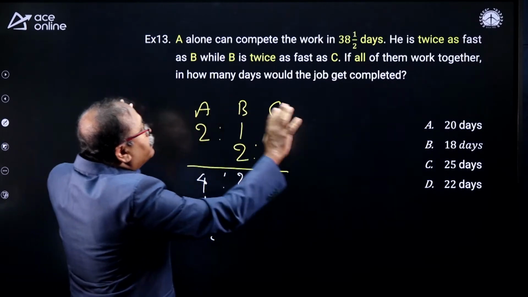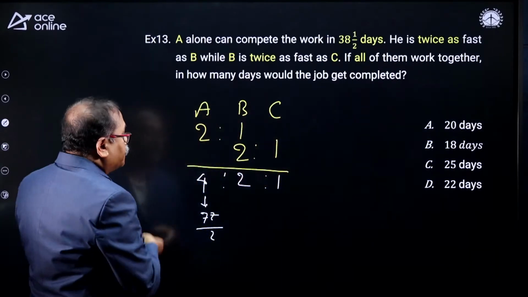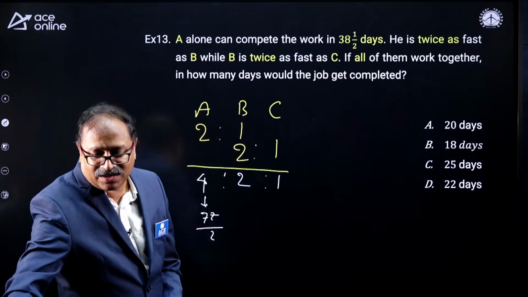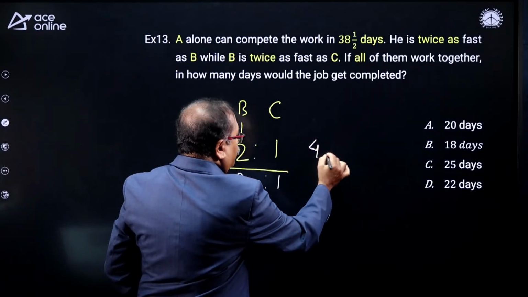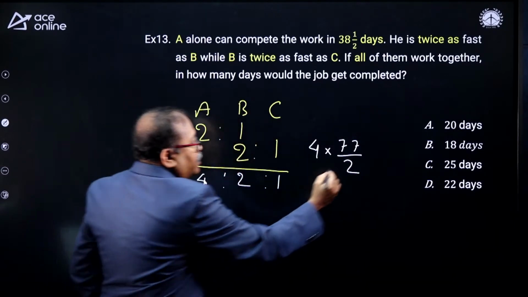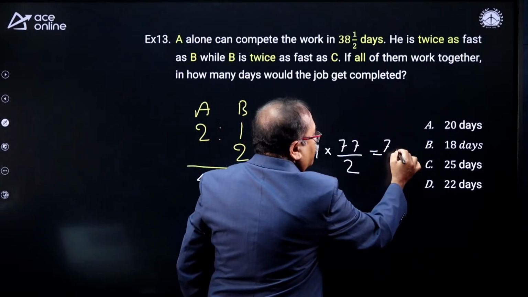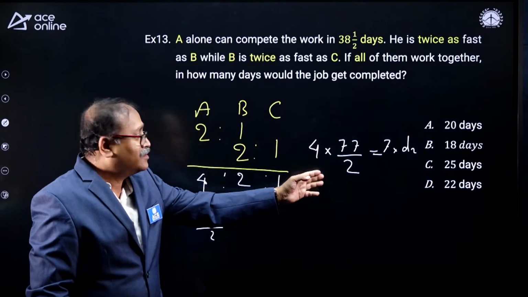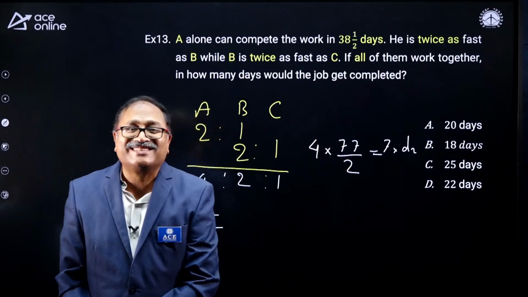Now if all of them work, what will be the efficiency? The question is all of them work. Yes. Then the efficiency is 4 plus 2 plus 1, that is 7. So let's write it down in equation format. When the efficiency is 4, the number of days is 77 by 2. Now when the efficiency is 7, together working, what is the number of days? And the answer is visible here. This is 11, and 11 into 2, because it gets cancelled, is 22 days.